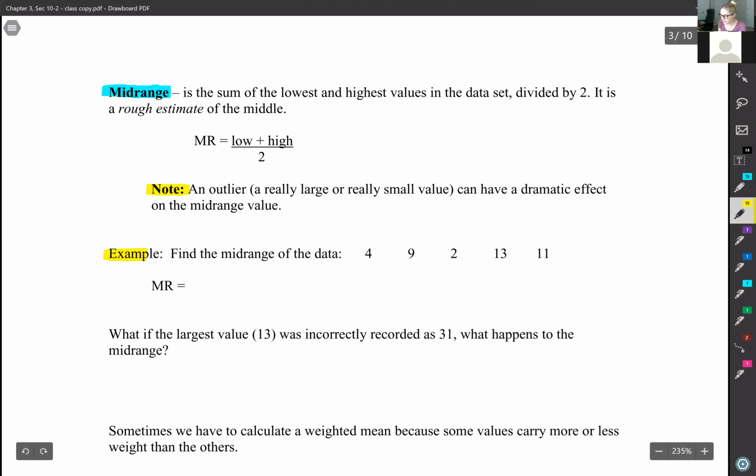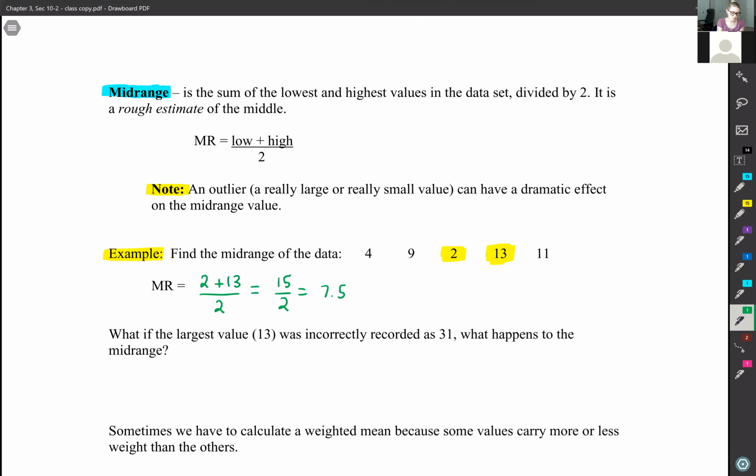So let's do this example. This says just find the mid-range of the data. So we're just going to pick the highest value and the lowest value. My lowest value here is 2, and my highest value is 13. So to find the mid-range, I just add these 2 together and divide by 2. And that is 15 divided by 2, which is 7.5. And that's roughly the middle of the data set.